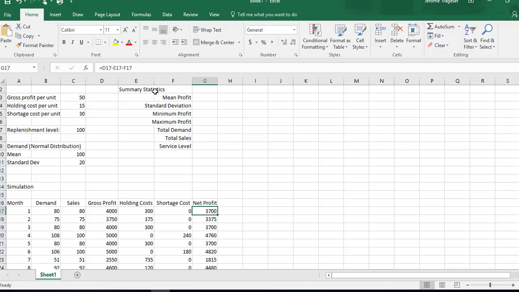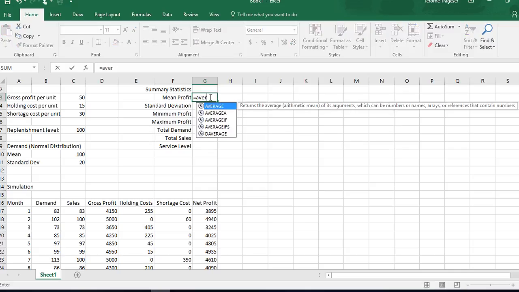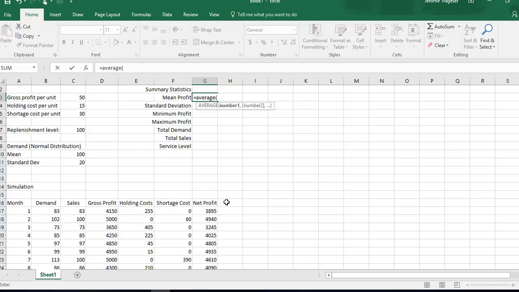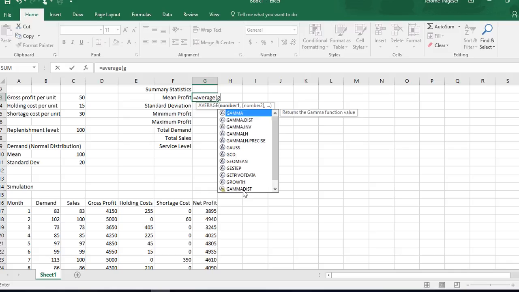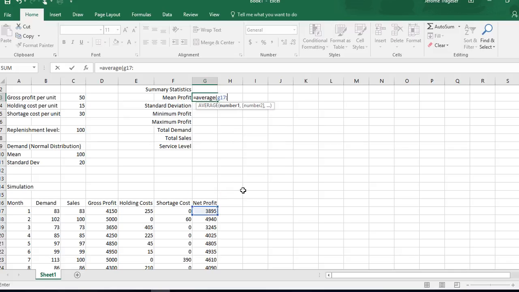Now we want to go and figure out our summary statistics. We'll make this look just a little bit nicer. And our mean profit is going to equal our average of all of our profit. So remember I said we ended with row 316. So that comes in handy right here. So our profits start at cell G17 and they go down to G316.